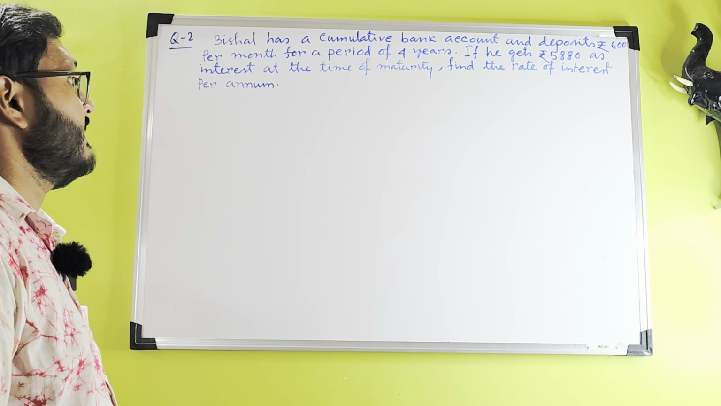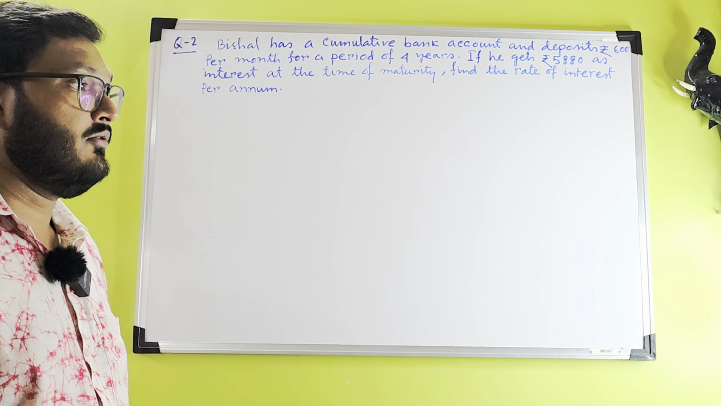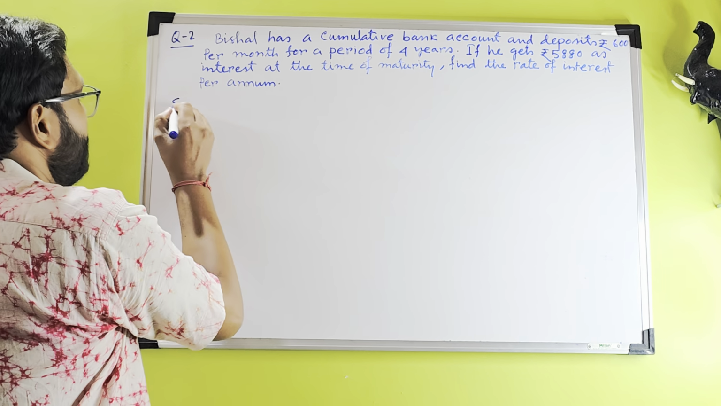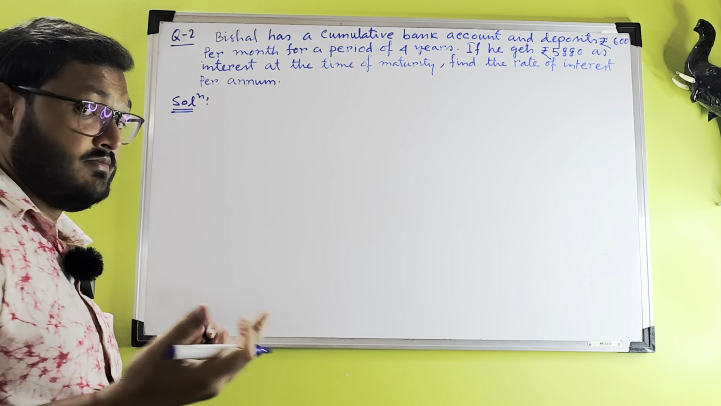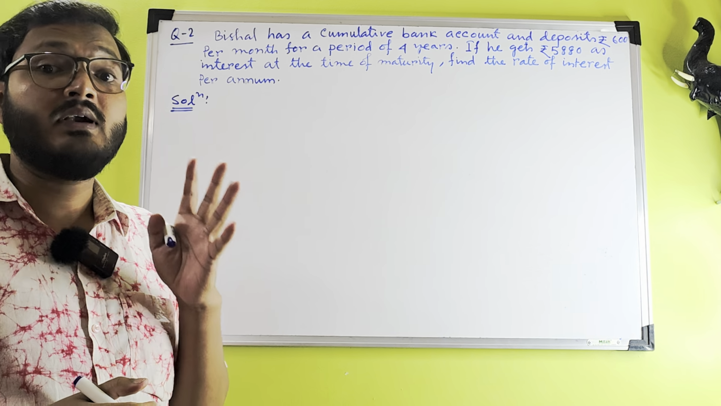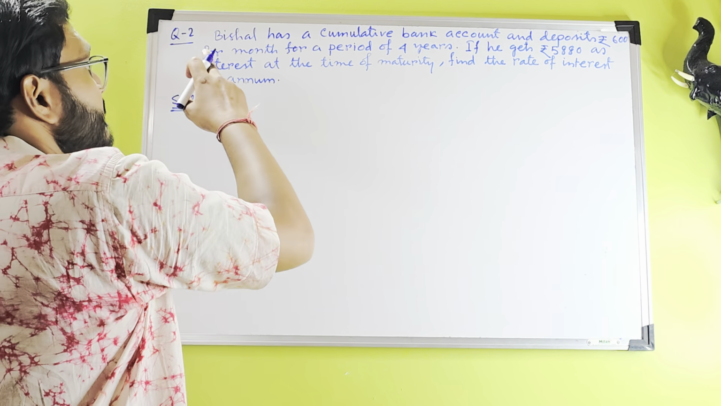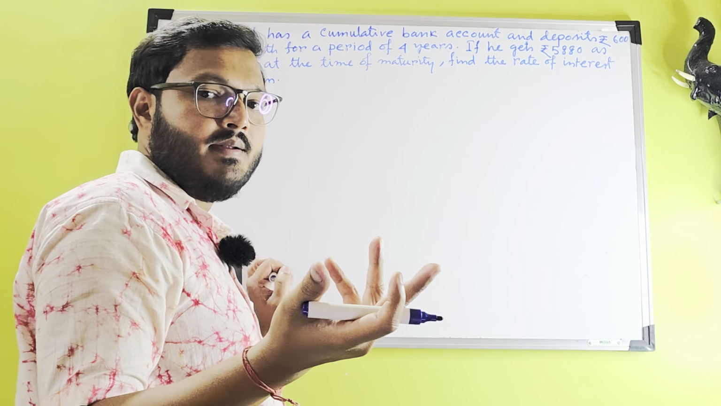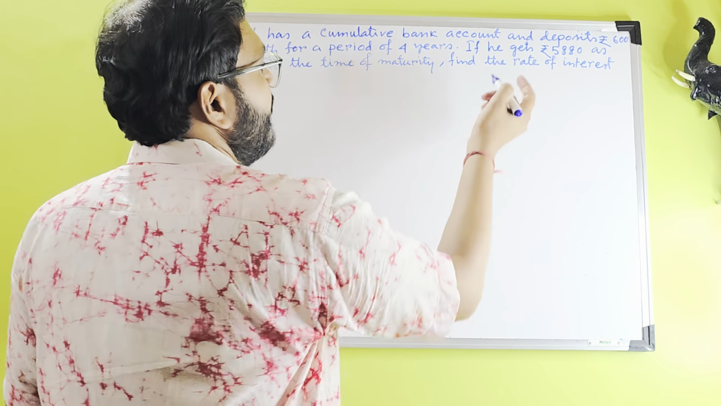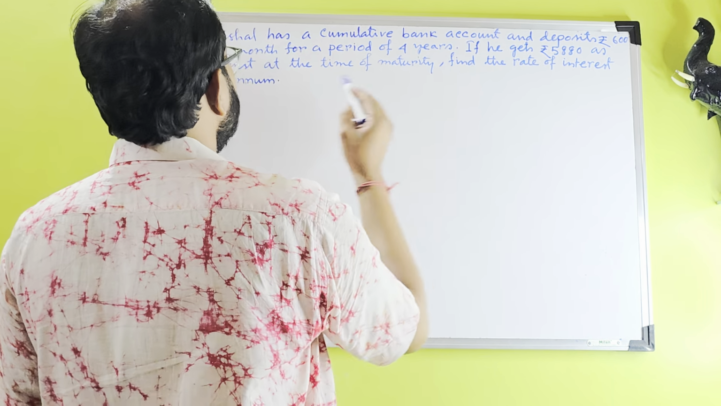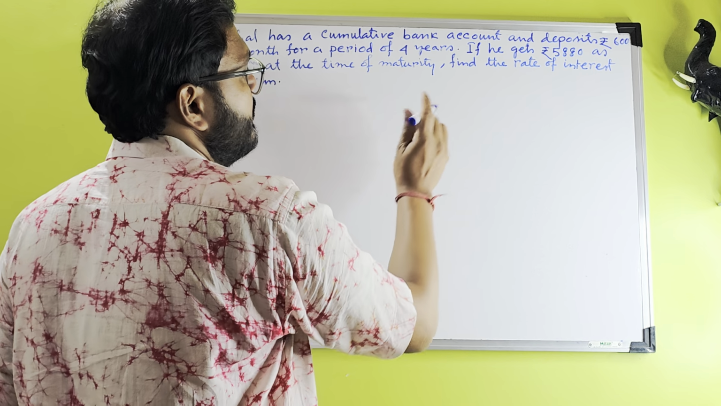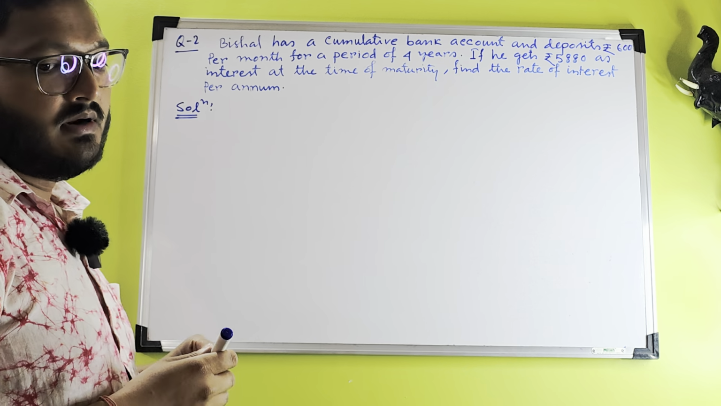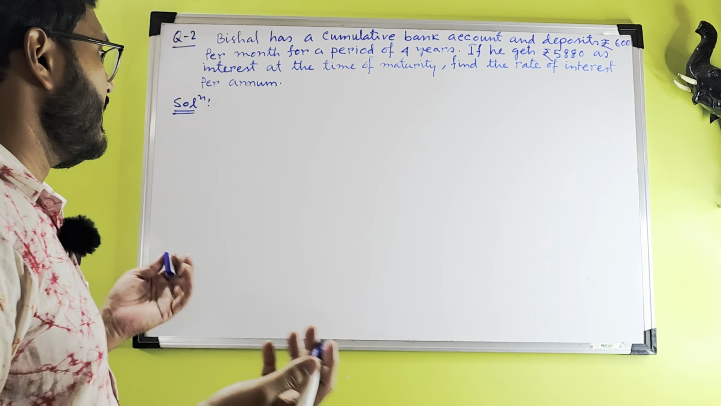Okay, now this is our second sum. I hope the first sum was clear. Again, in this sum we will first write what is given, as in the first sum. Bisal has a cumulative bank account, and you read it, cumulative bank account and a recurring deposit account are the same thing, and deposits 600 per month for a period of 4 years. If he gets this much amount as interest at the time of maturity, find the rate of interest per annum.